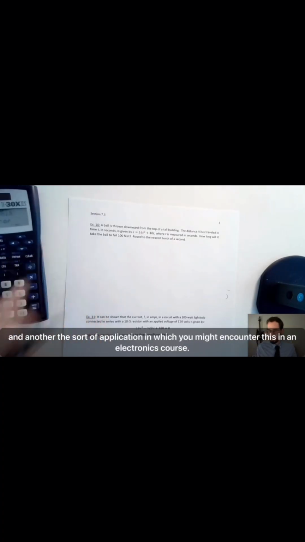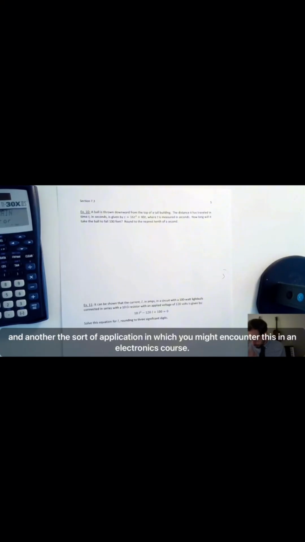But as promised, let's go ahead and look at a couple of applications of this. One, the sort of thing that you will encounter in a physics class, for those of you who will take physics, and another, the sort of application in which you might encounter this in an electronics course. So let's start off with the physics example.